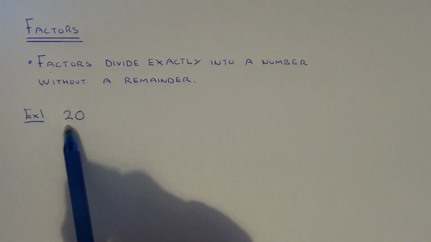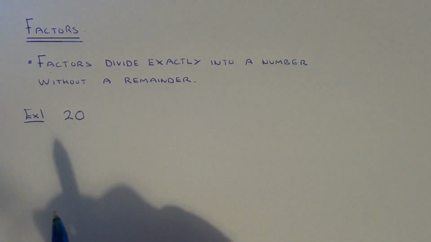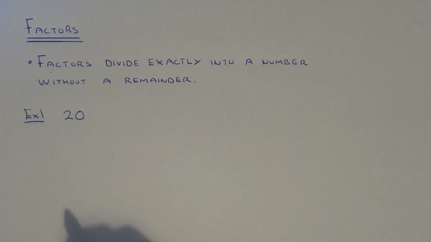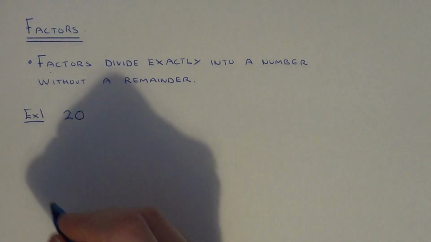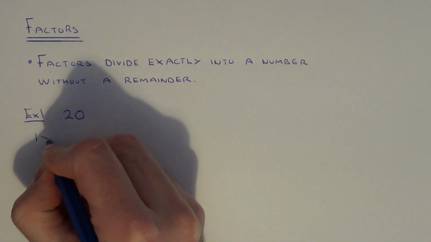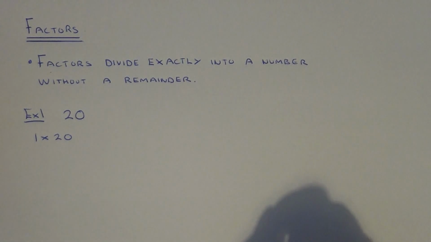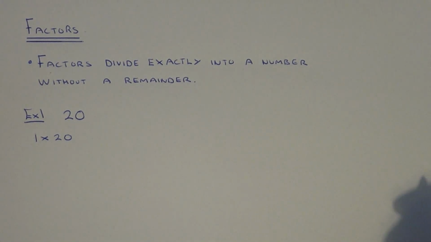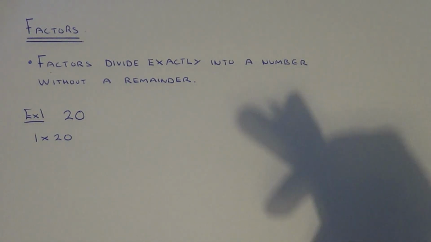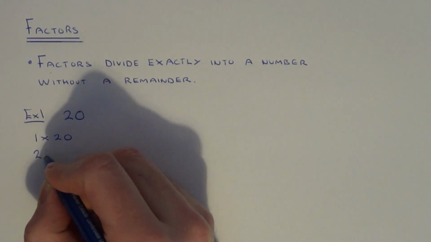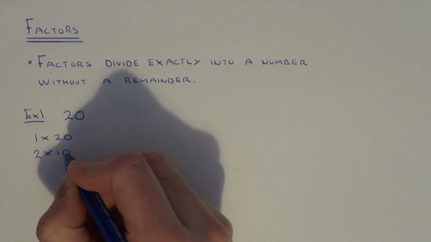So we need to find all the factors of 20. First of all, start with your 1 times table and work out how many 1's go into 20. Well, this goes 20 times. So your first factor pair is 1 times 20. The next times table is your 2 times table. How many times does 2 go into 20? 2, 4, 6, 8, 10, 12, 14, 16, 18, 20. So that goes 10 times. So the next factor pair is 2 times 10.